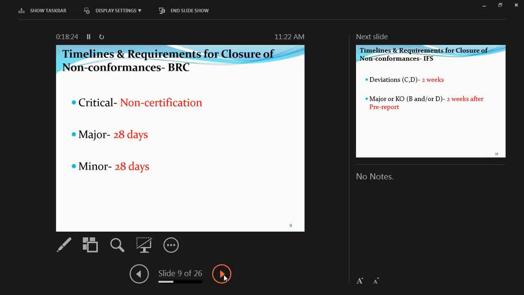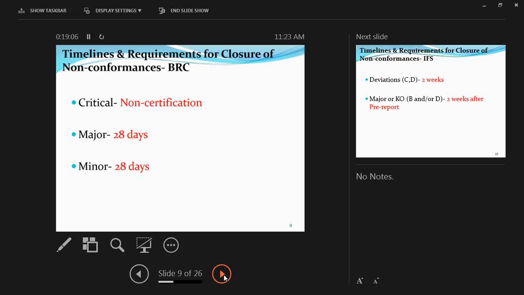Critical nonconformities, or a combination of nonconformities, result in non-certification. A critical nonconformity will definitely lead to non-certification. In some circumstances, the number and severity of nonconformities raised at the audit prevent the site from being certificated following the audit. So this is going to be the case where a critical nonconformity is raised. Obviously, I just mentioned that a critical nonconformity leads to non-certification.